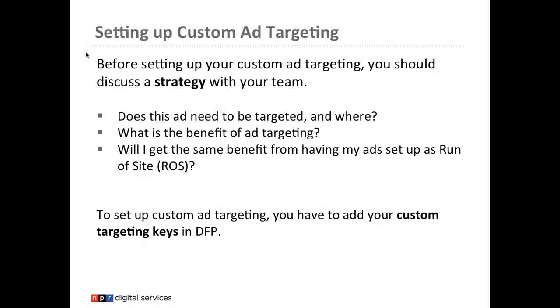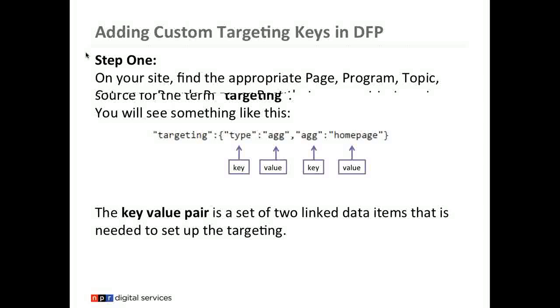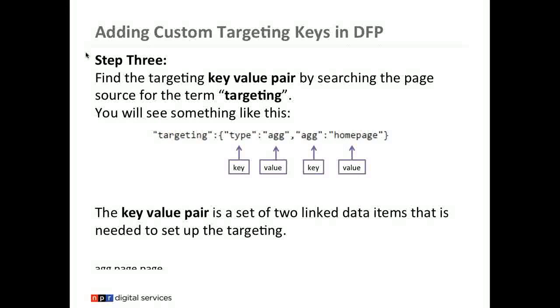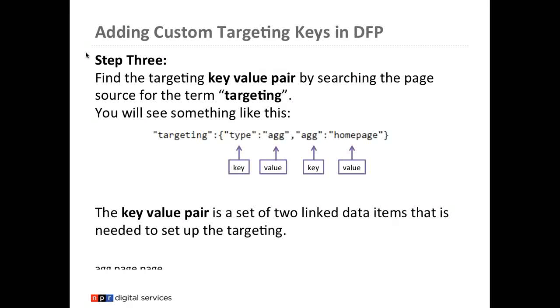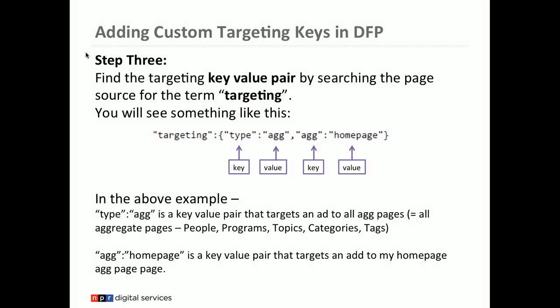Some questions you might want to have answered in that strategy conversation with your team. Does this ad need to be targeting, and where does it need to go? What is the benefit of ad targeting? Will I get the same benefit from having my ads set up as run of site or ROS? And we really just recommend having a strategy for this before you move forward with targeting. To set up custom ad targeting, you will have to add your custom targeting keys into DFP. So let's talk about that. How do you set up custom targeting keys?